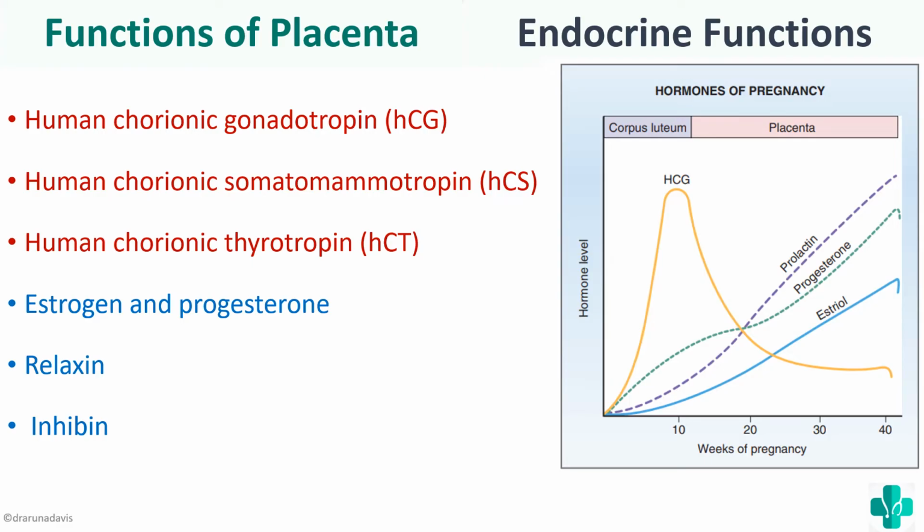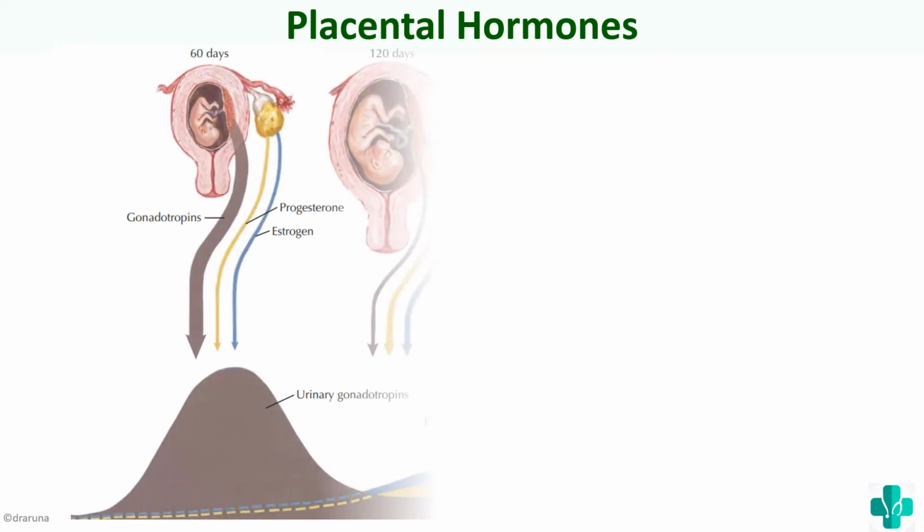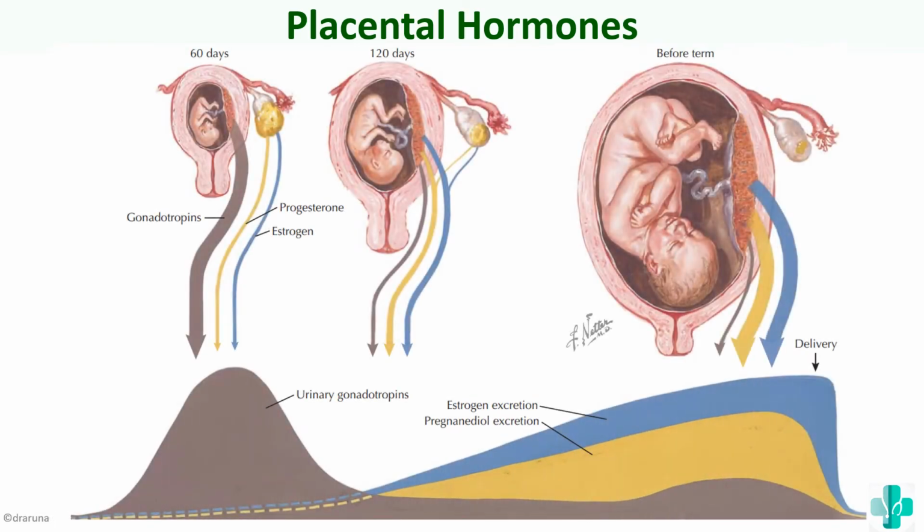Okay, so we'll see each of the hormones one by one. Important placental hormones. Here we've got a picture which depicts how the quantity of the different hormones produced varies over time. Initially the gonadotropins, like human chorionic gonadotropin, will be released more. But later in the pregnancy, the other hormones like estrogen will increase. So this shows the different time periods during which the quantity of the placental hormones can differ.